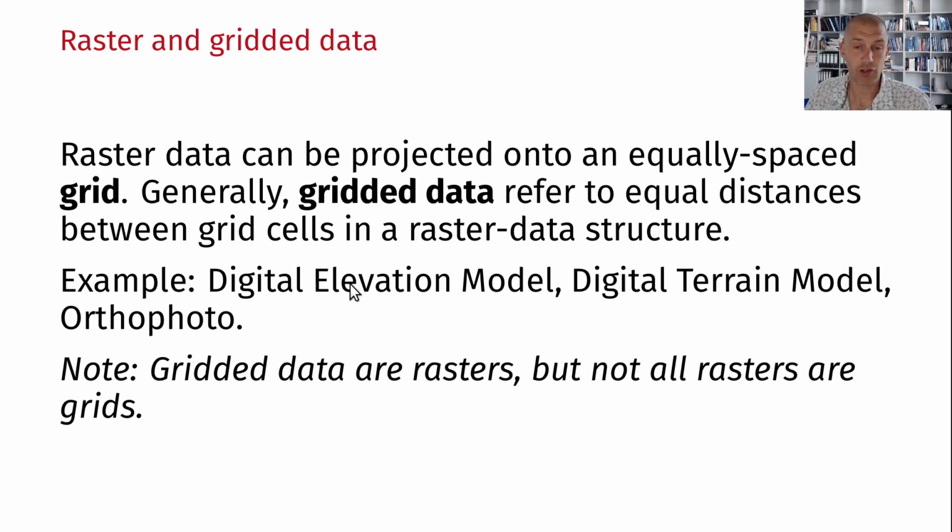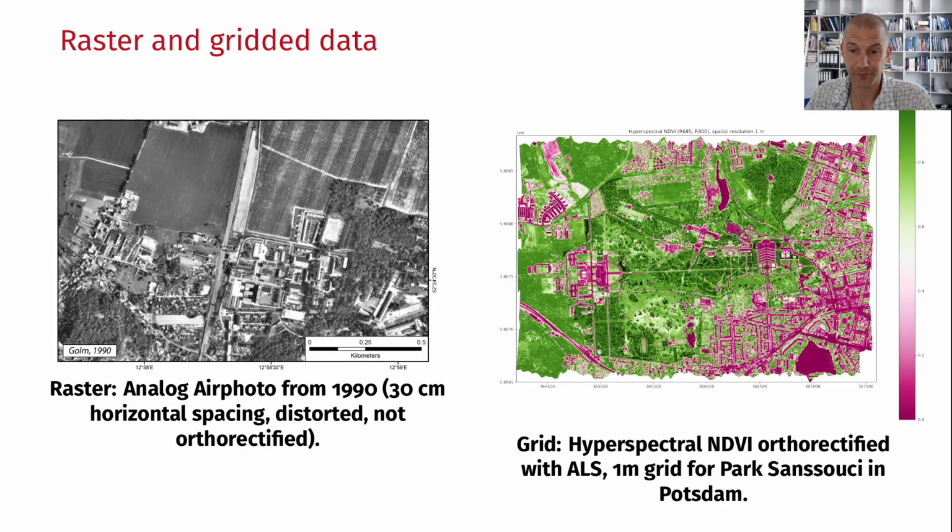So for example, a digital elevation model, a digital terrain model, an orthophoto, these are examples of a gridded data set. Gridded data are rasters, but not all rasters are grids, meaning that rasters are a larger group of those two. As an example here, on the left-hand side, we have an old analog air photo that has not been orthorectified, and if you look at it closely, you clearly see distortions in it, and you have a raster data set.